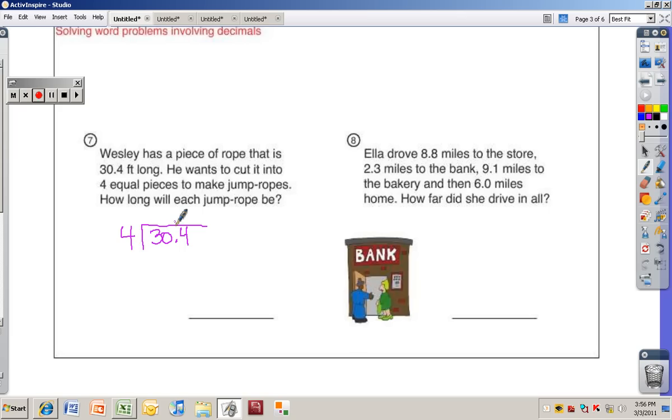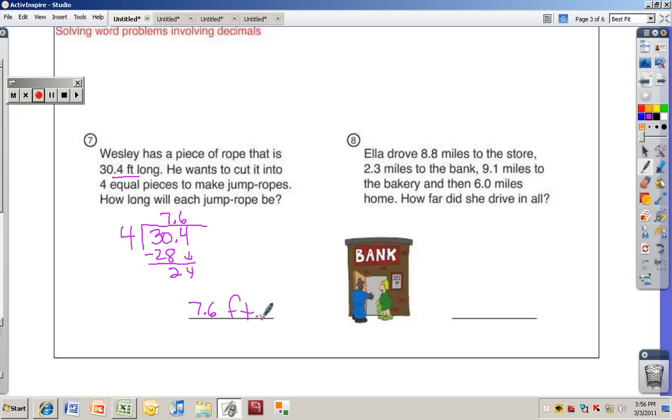Don't forget the decimal point straight up. How many times is 4 going into 30? 7. 7 times 4 is 28. Subtract and get 2. Bring down the 4. 4 goes into 24, 6 times. So the answer is 7.6. 7.6 what? Feet.